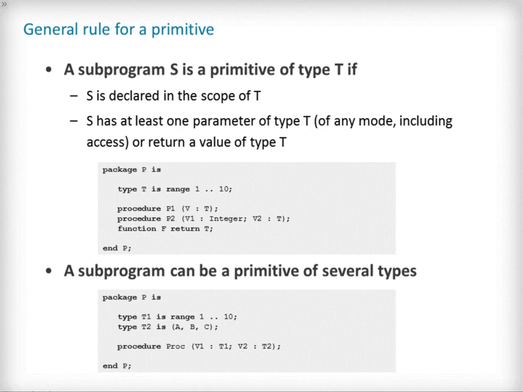Here we show a type T and 3 primitive operations. 2 procedures that show the order of the parameter of type T is not important, and a function that qualifies as a primitive of T due to its return type. It is possible for an operation to be a primitive of several types as long as the previous rules are always observed. This is demonstrated in the following code, where the procedure proc is a primitive operation of both T1 and T2 due to the scope and parameter type rules.